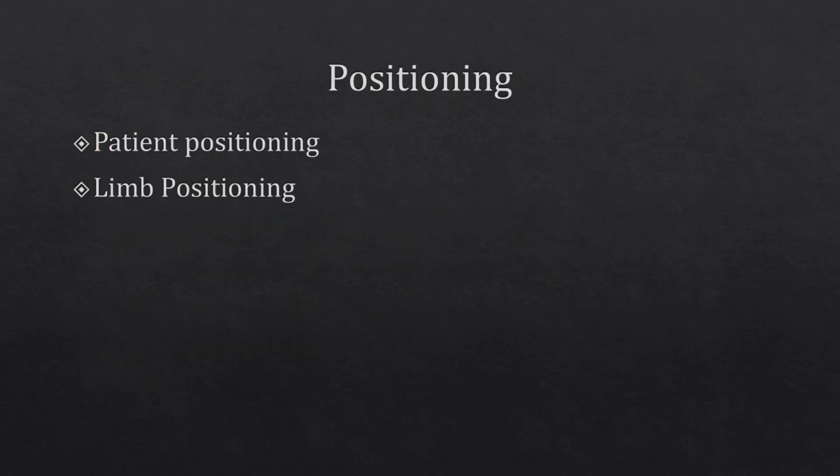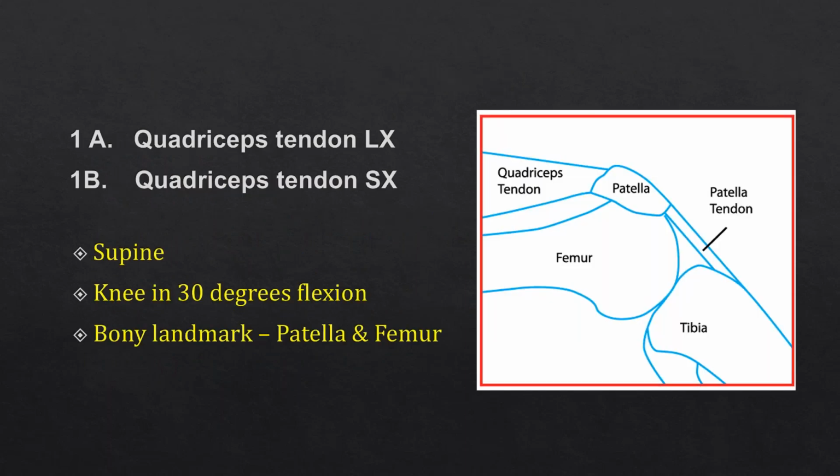Okay, now patient positioning and limb positioning. Let's look at that. So the first one I have here is the quadriceps tendon, which is the most common tendon that you image, and the patellar tendon too. And it's important to have the knee in 30 degrees of flexion, and to see the bony landmarks, patella and femur. And the next image will help you understand why it's important to see bony landmarks.